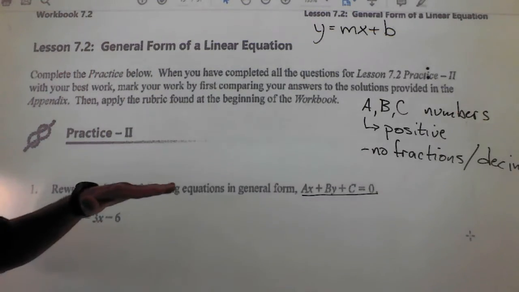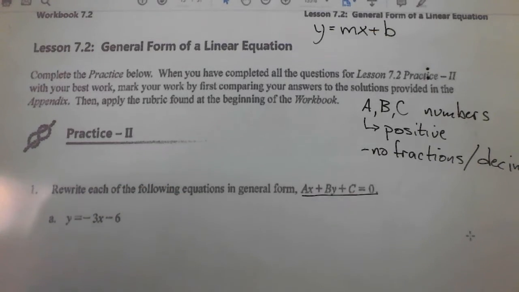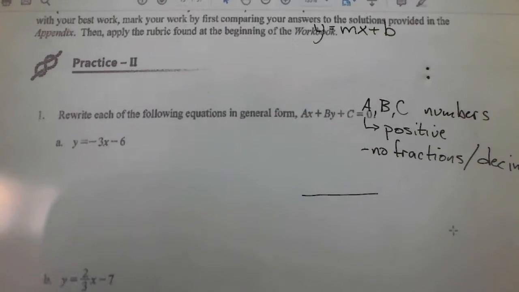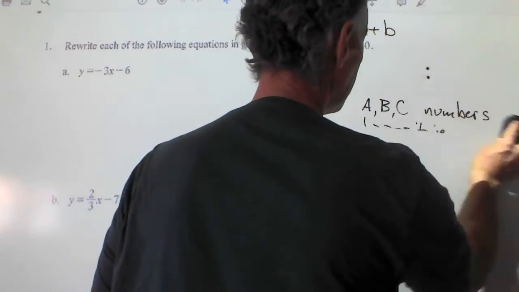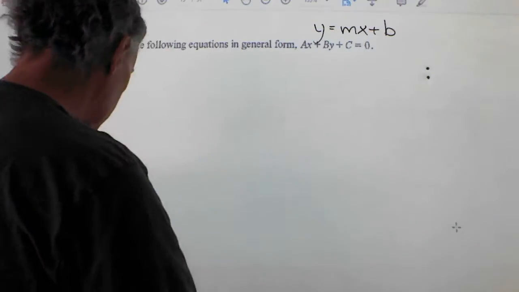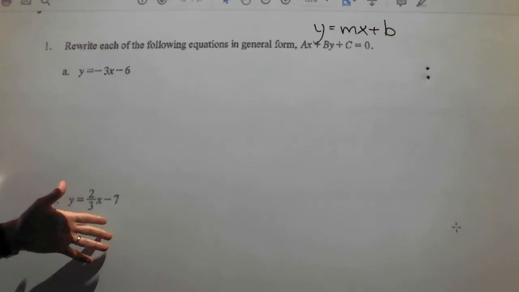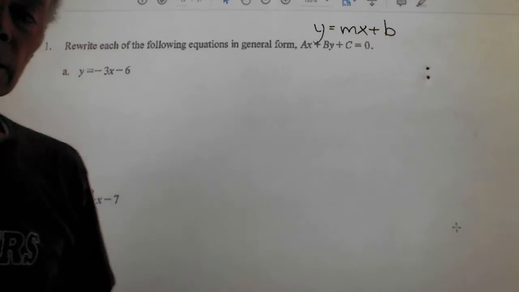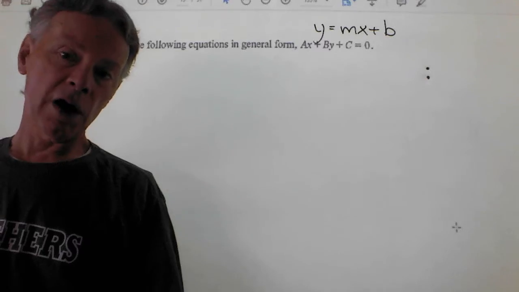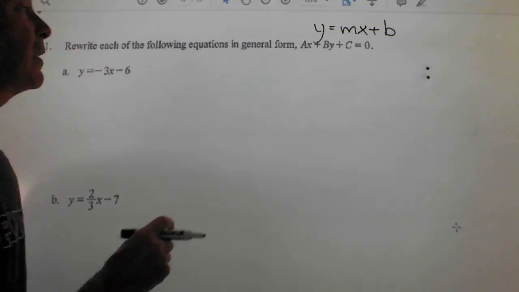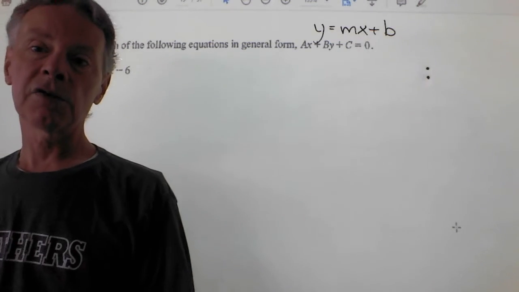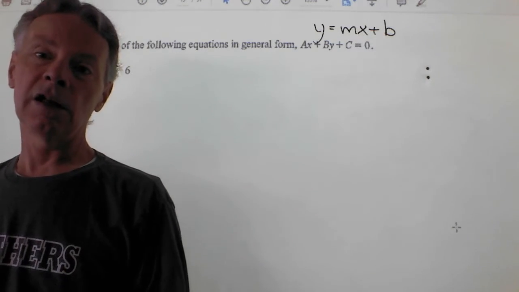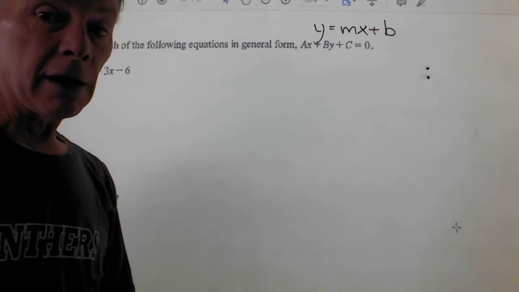So the first skill you need to be very good at for this chapter is to have an ability to rearrange equations from one form to another. What you've been given here are equations in the slope-intercept form, y equals mx plus b, and you've been asked to rearrange them into the general form, Ax plus By plus C equals 0. So we're going to do that.